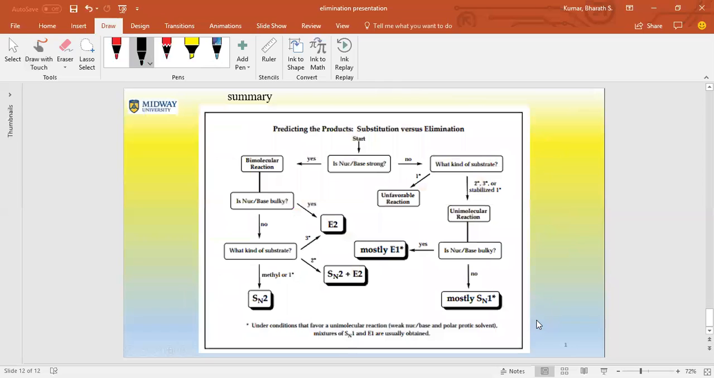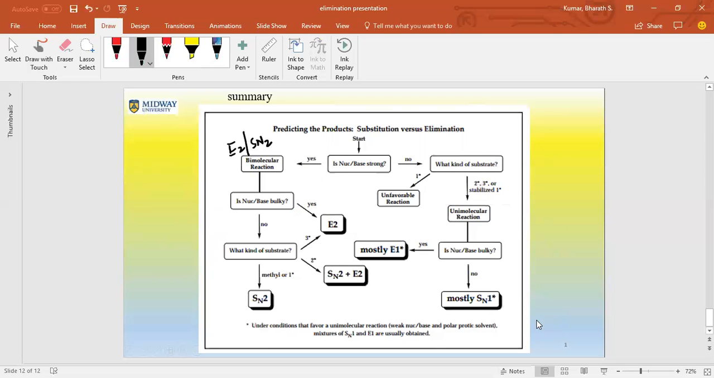All right, here's the flow chart I was talking about. So first thing you look at is the base or nucleophile: is it strong? If it is strong, then at this point you have an equal chance of an E2 or SN2. Okay, at this point you can't really decide that, right? You keep going. You just assume it's E2 or SN2 or both at some point is possible, right?